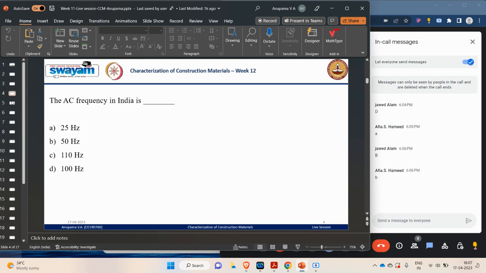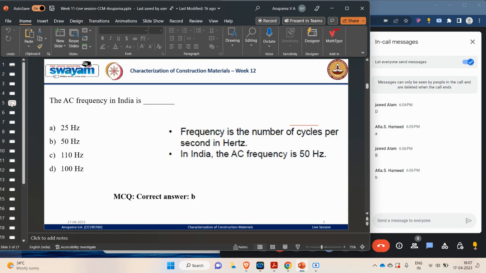Okay, let's move to the correct answer. The correct answer is option B. The frequency at which AC is supplied is 50 hertz in India. So, as I told, this is just a memory based question.